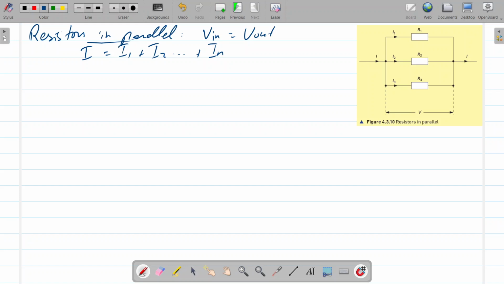And so V equals IR, and so I equals V over R, right? I is the one being split. And so when you've got I1, I2, I3, you have V over R1 plus, in this case, you've got three of these, V over R2, right, and V over R3.